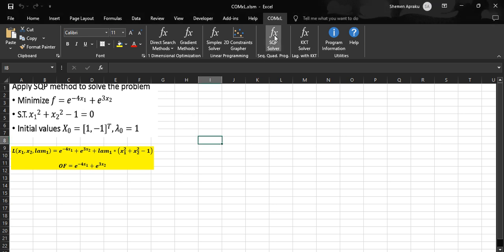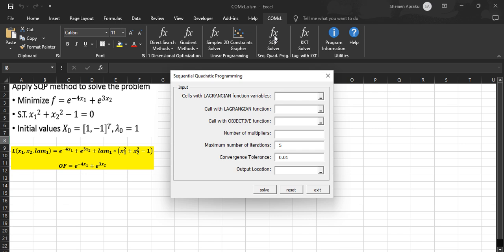So the SQP solver accepts input as the Lagrange function, the cells with the Lagrangian function, so the function variables, the Lagrange function itself, objective function, the number of multipliers, maximum iteration, our tolerance, and our output location.